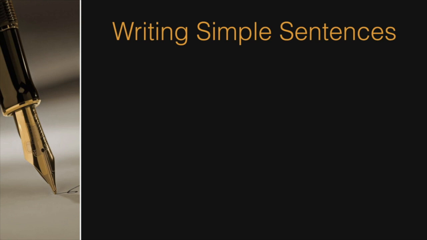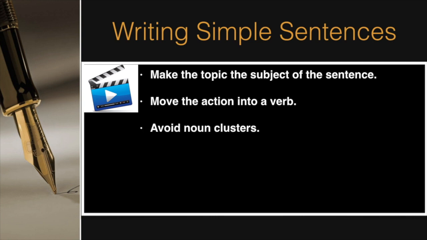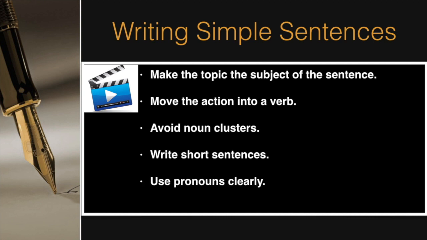So far, we have seen 5 simple techniques on writing simple and direct sentences. These techniques are: make the topic the subject of the sentence, move the action into a verb, avoid noun clusters, write short sentences, use pronouns clearly, and use parallel ideas in parallel forms. Links to the corresponding videos are in the description beneath this video on YouTube.